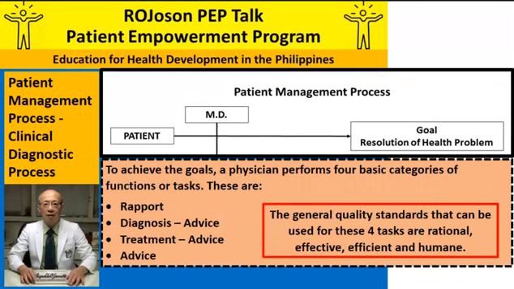To achieve the goals, a physician performs 4 basic categories of functions or tasks. These are rapport, diagnosis, treatment, and advice. The general quality standards that can be used for these four tasks are rational, effective, efficient, and humane.